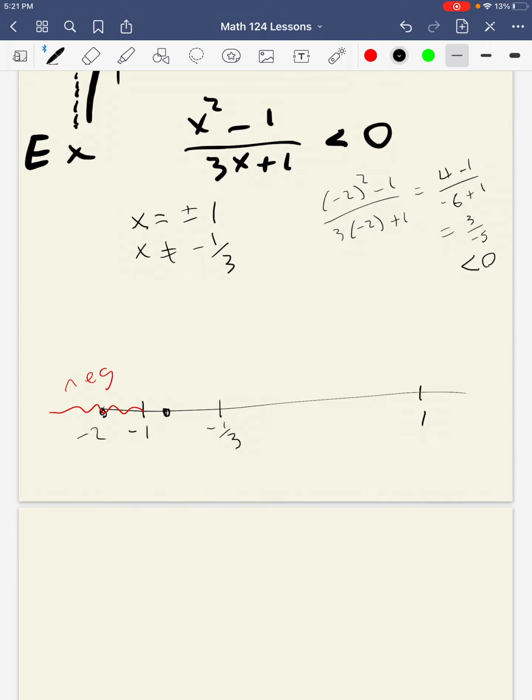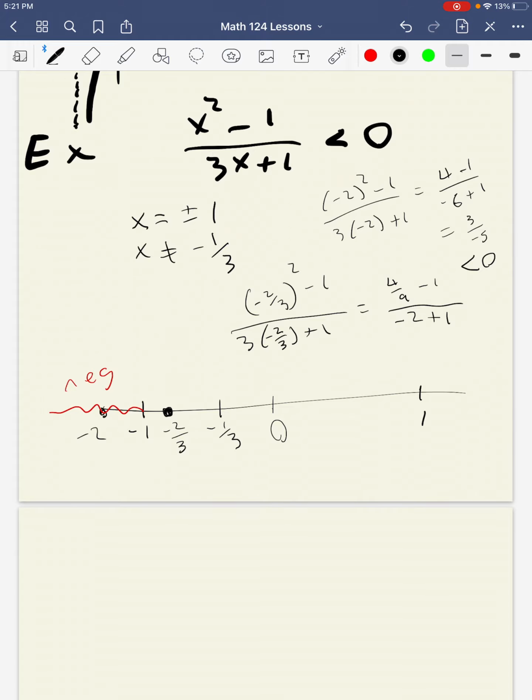Okay, now let's plug in a number here. So 0 is about there, so we want one. I don't know, should we do -2/3? -2/3 will work. If we test -2/3, -2/3 squared minus 1 over 3 times -2/3 plus 1. Okay, so that's 4 over 9 minus 1 divided by -2 plus 1.